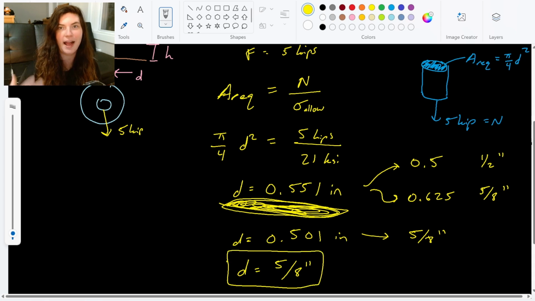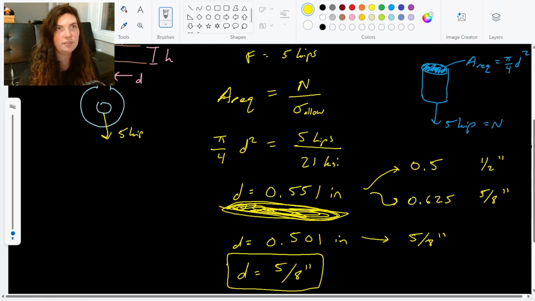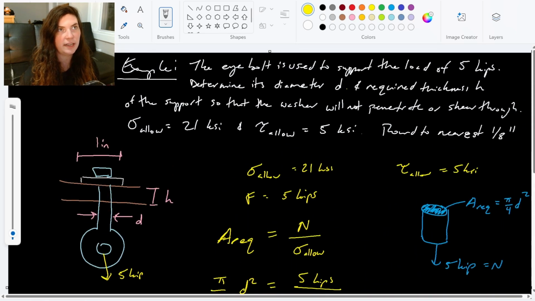Right? As engineers, we do actually have to think practically about these things. We don't want to be putting in specialty orders. We want to think about what's actually happening in the real world. What can I get? And here it's going to be a 5/8 of an inch eye bolt. So that's the first part of our question. We found our diameter D, but now we want to find the required thickness H.